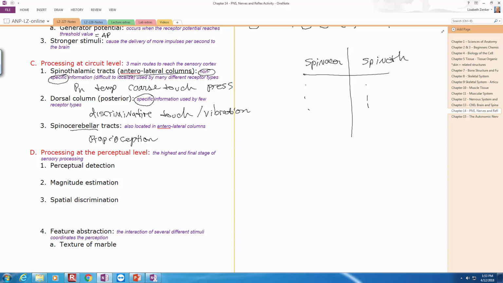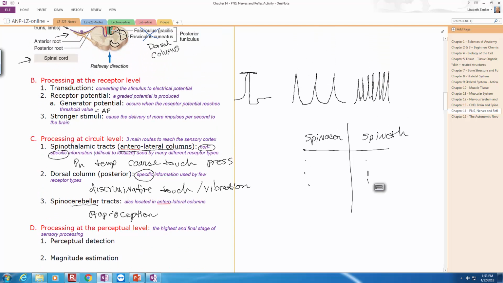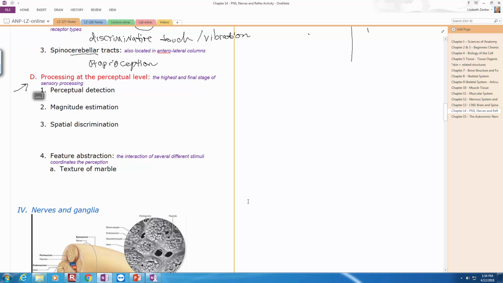All right, processing. Now what are we doing? Processing at the perceptual level. So this is the understanding of it, right? So the highest and final stage of sensory processing. Okay, so again, we broke this down to processing at the receptor level. That was the first part. Now we looked at the processing on the circuit level, where it's going into the spinal cord and up the brainstem, and who is he going to talk to? Now we're at that final, most complex part of the stage, which is the perceptual level. So this is highest and final stage.